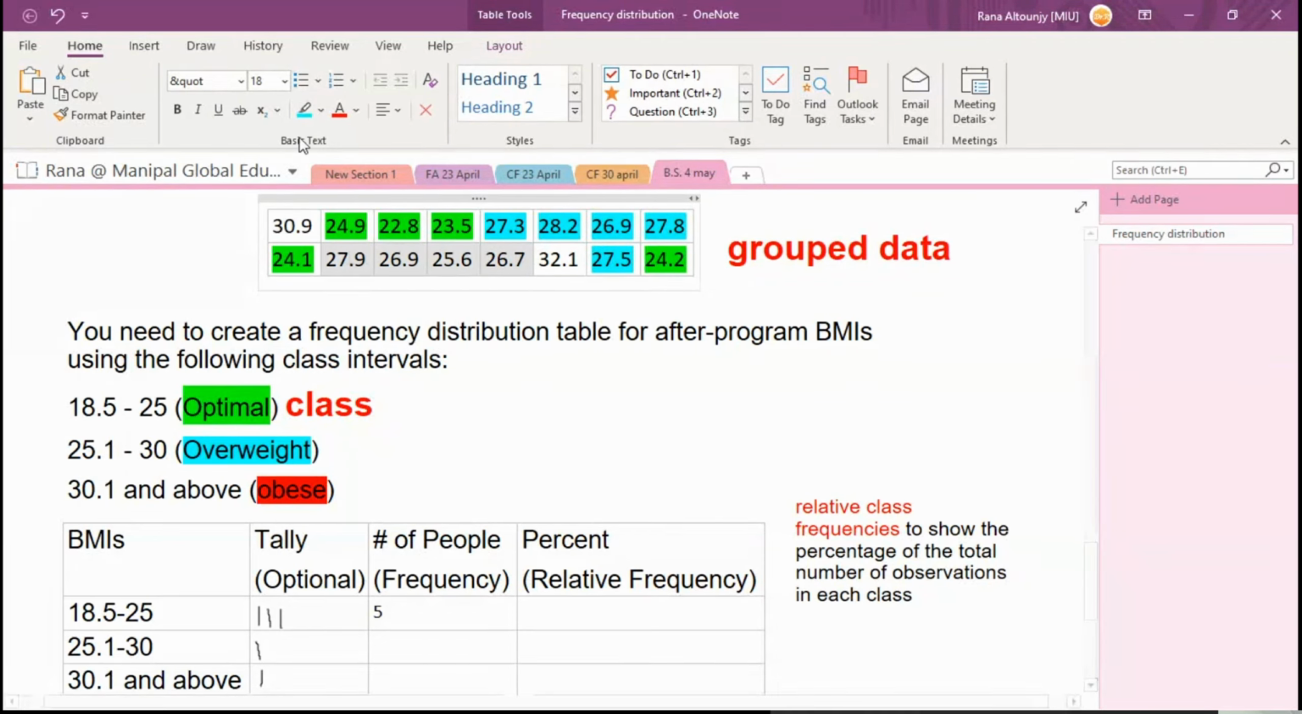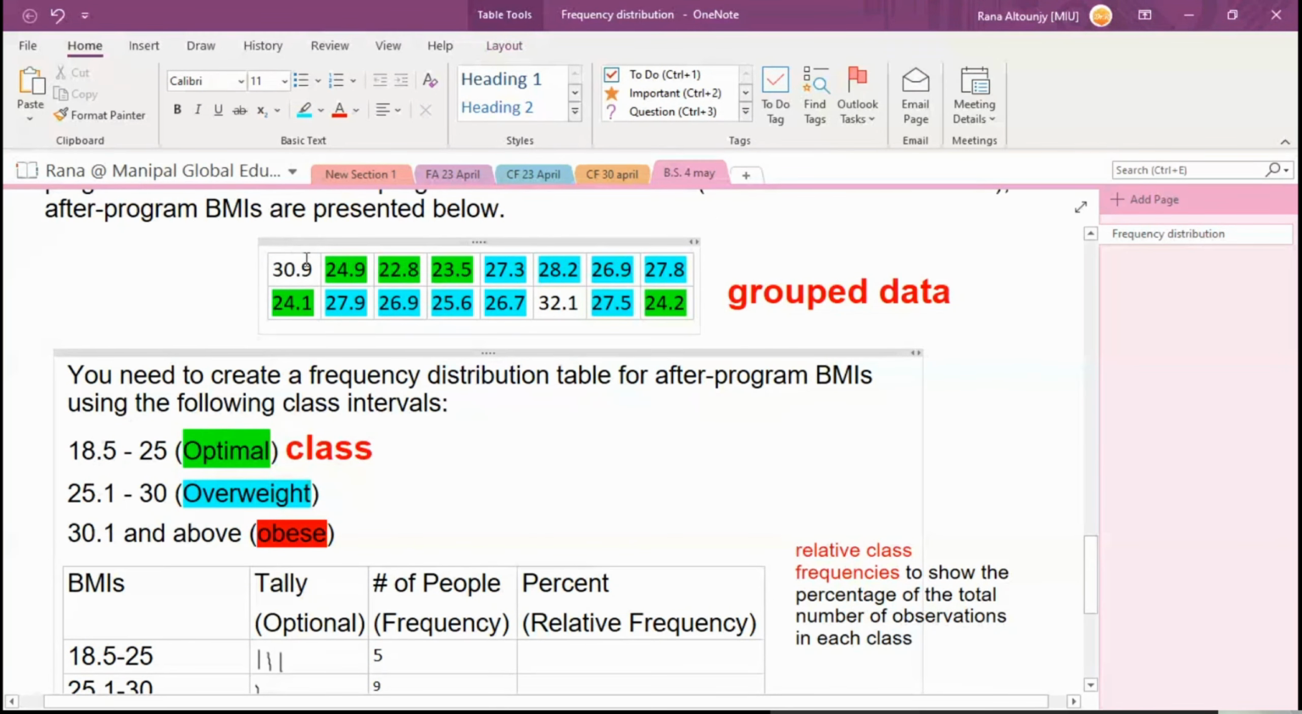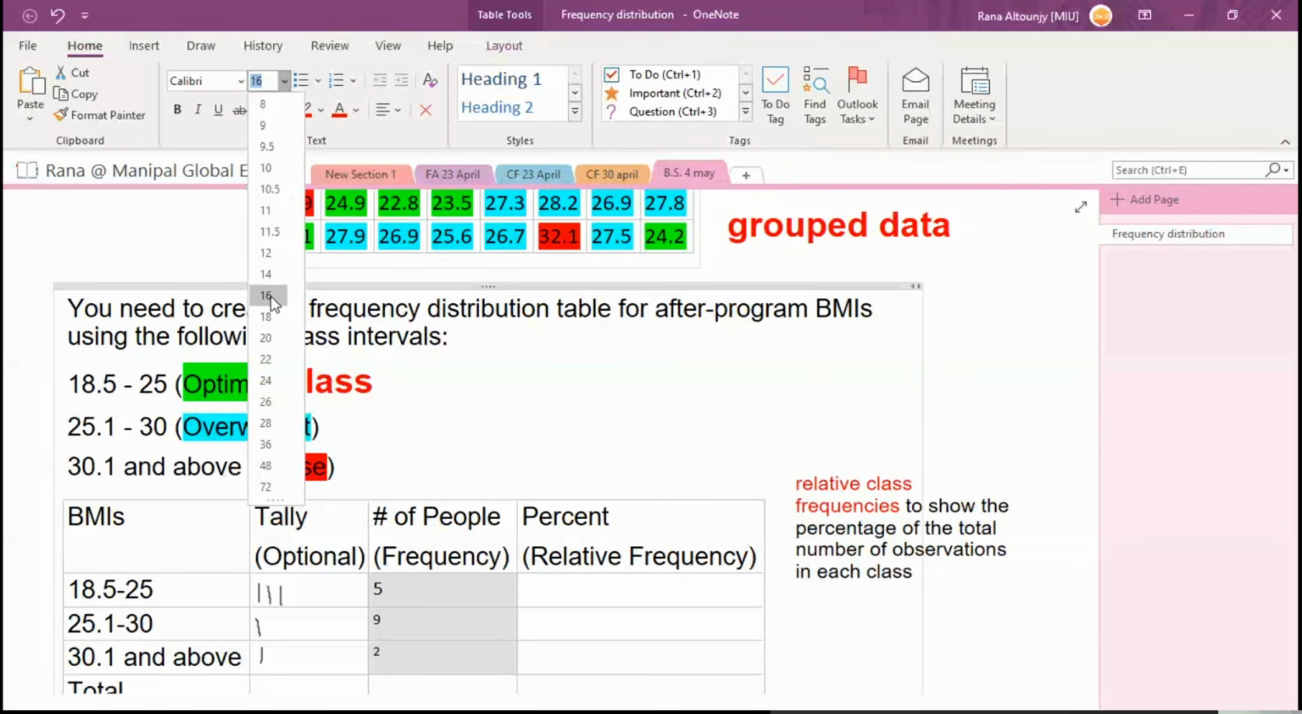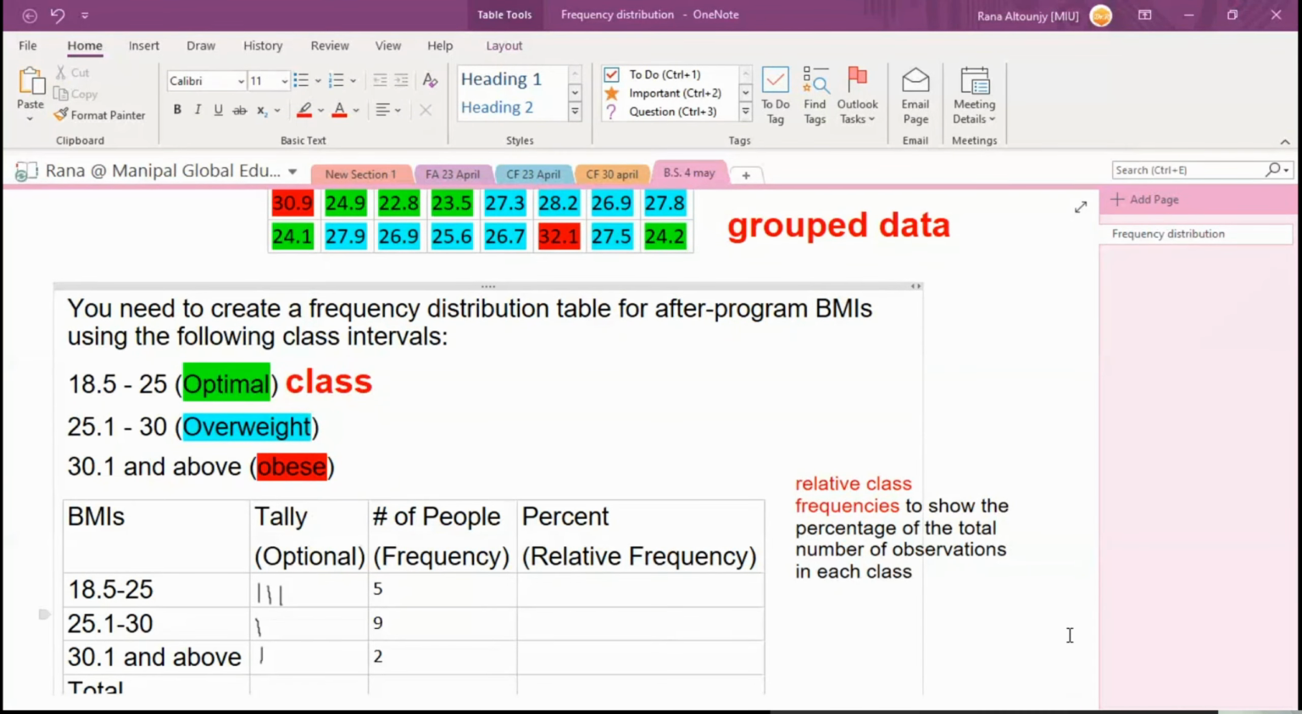Yes, perfect. Good. So the last one, we have the obese. We have 1 and 2. We have 2. Right? Yes, perfect. So like this, we did the frequency distribution for this set of data.